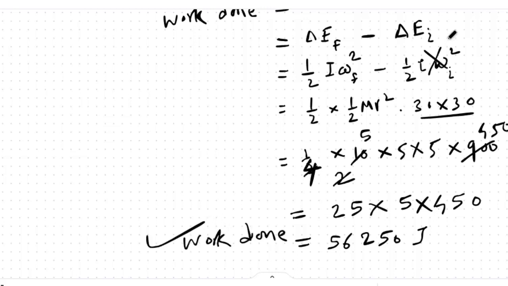In this case, remember that the disk is not making linear motion. That's why we just consider the rotational energy. But if the disk is also making linear motion, that is, if it is rolling, then we will have to consider the kinetic energy due to the linear motion as well, 1/2 mv square. But in this case, it is just rotational kinetic energy.